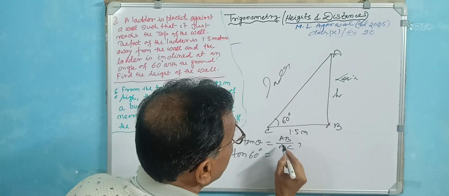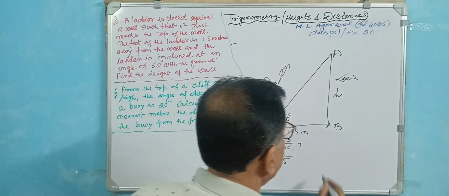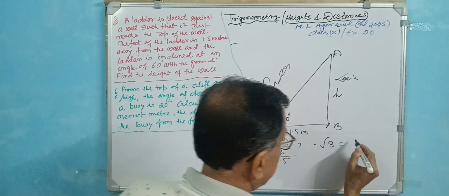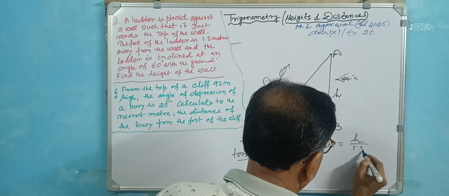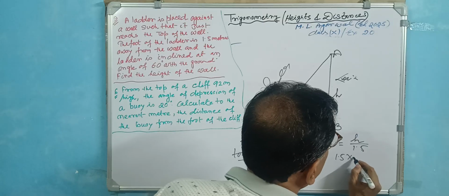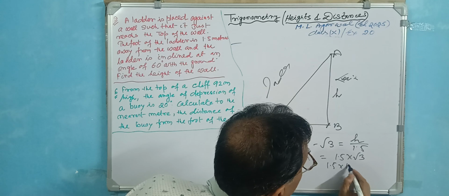What is the value of AB? H, and BC is 1.5. What is the value of tan 60? You know, tan 60 is equal to root 3. For that reason, H equals 1.5 into root 3. What is the value of root 3?